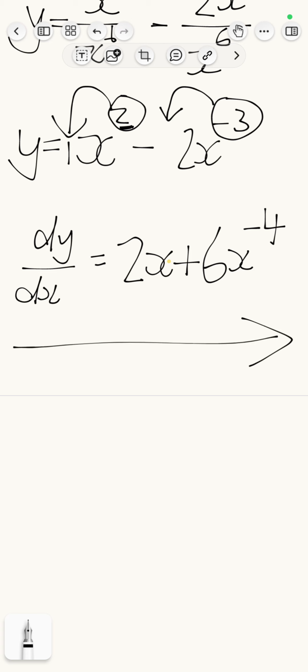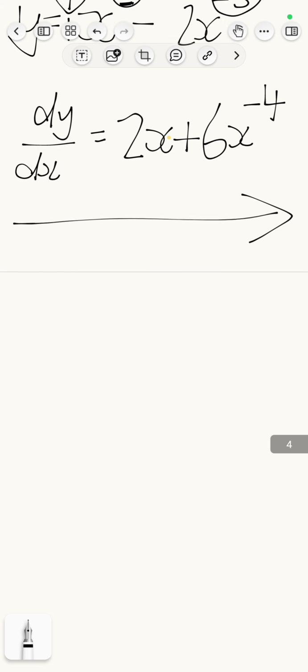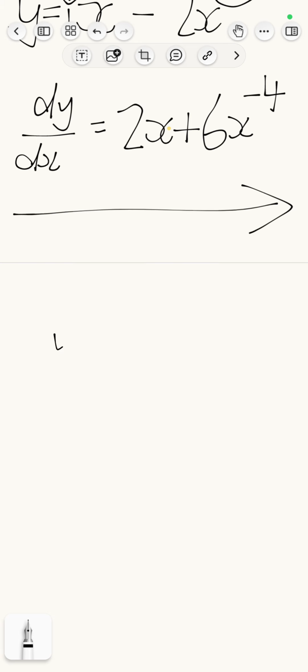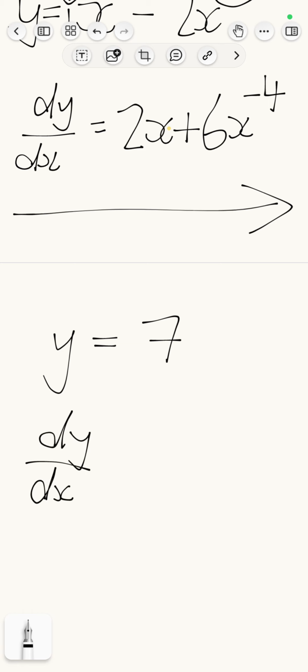Yeah, what I mentioned was I wanted to speak about the constant. So let's say y is equal to 7. So 7 is just a number, a constant. And now I want to say dy dx. So now I need to apply the rule on the constant. So short version, the derivative of a constant is 0. That's the short version. So this answer is going to be 0.